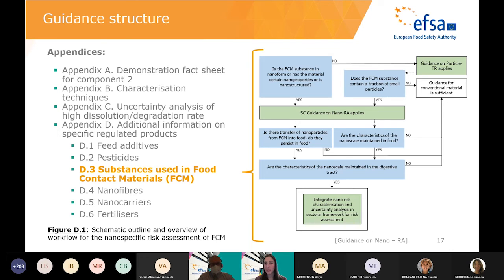The updated version of the guidance presents many schemes and graphical representations. For example, this graphical representation for food contact material, in which it is very important to understand if there is actually a transfer of nanoparticles from the food contact material into food, if the nanoparticles are persistent, and so if the guidance should be applied if this is the case.